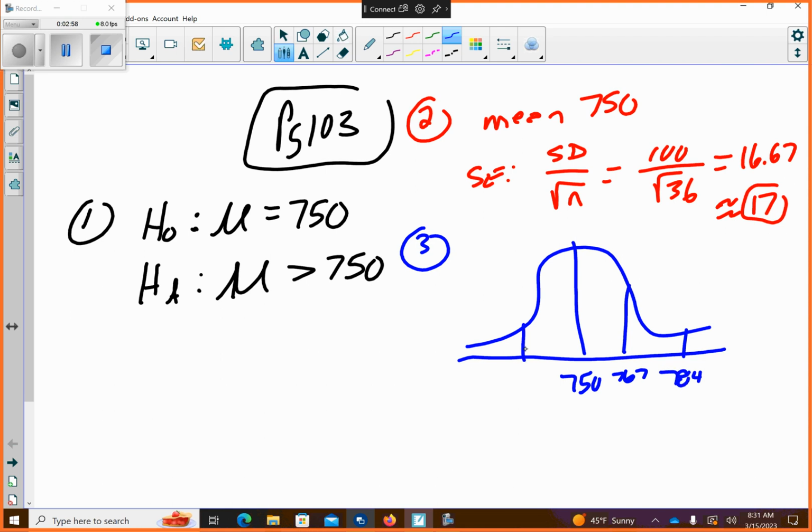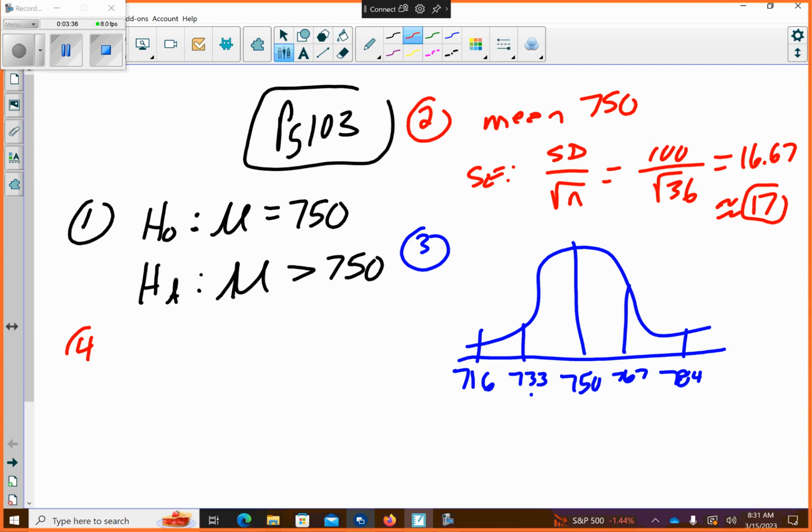784. If we go downward, we're going to go to 733. And minus 17, that's 716. All right, so that's basically our normal distribution out to 2 standard deviations. I could have gone to 3. Now it says, let's assume our random sample produces an average calorie of 747.